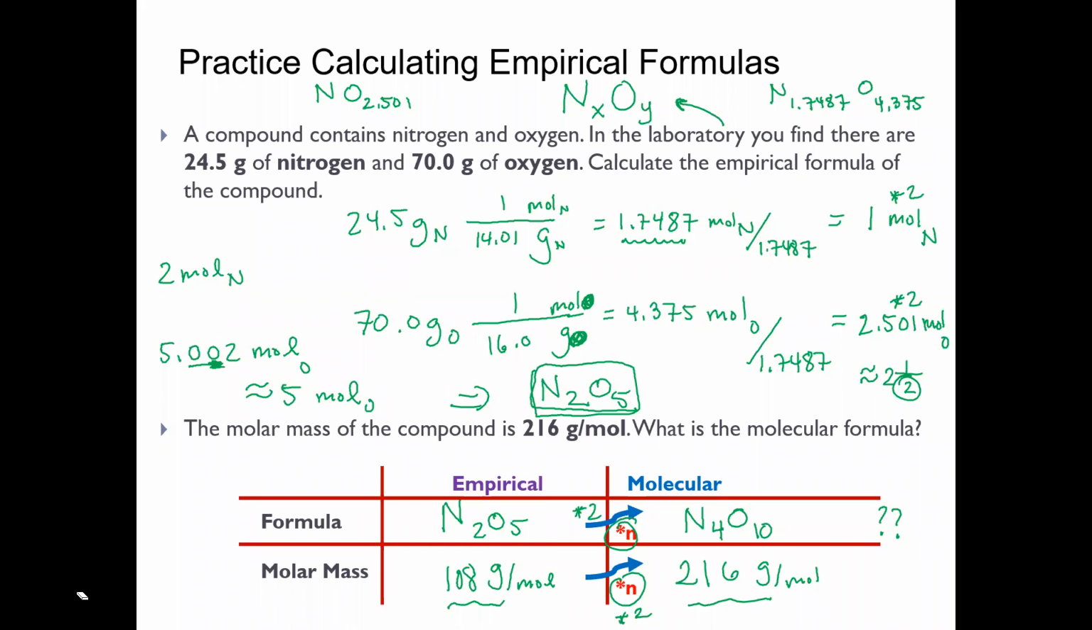And so there we go. With our empirical formula and with the molar mass of the entire molecular formula, we can figure out what our actual molecular formula is.